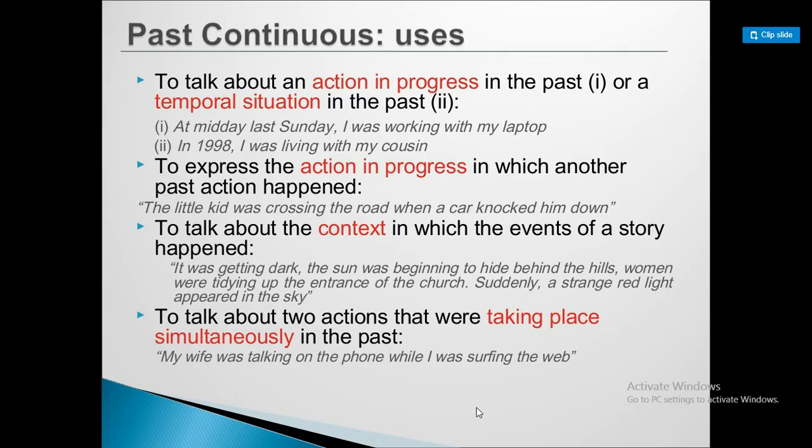Also, we use it to talk about two actions that were taking place simultaneously, or at the same time, in the past. For example, my wife was talking on the phone while I was surfing the web. So these are the uses of the past continuous or past progressive.